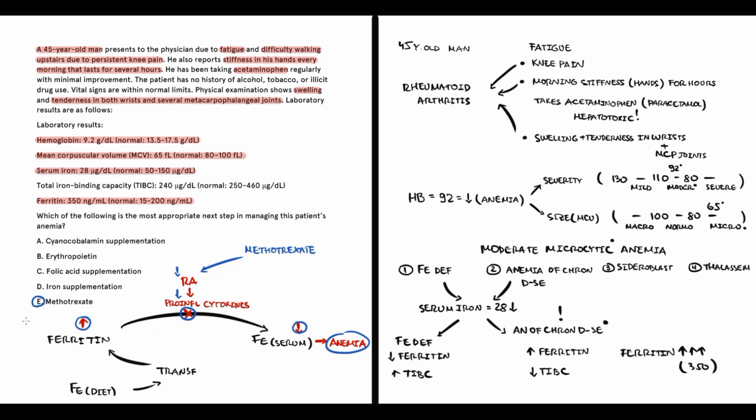Erythropoietin also can be used for treatment of anemia of chronic disease, but it's a symptomatic treatment. It won't remove the cause, and because of this, it won't solve the problem.